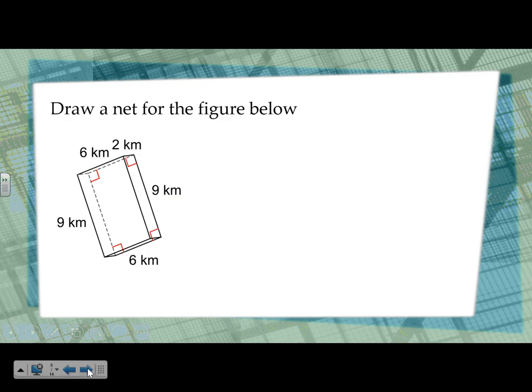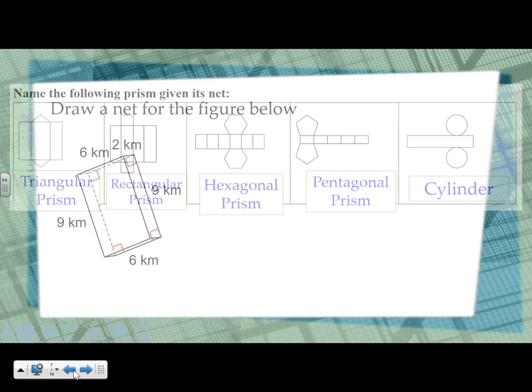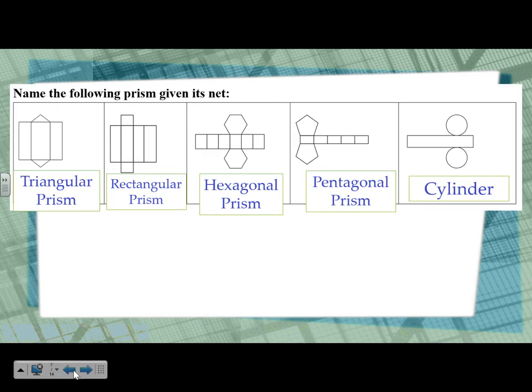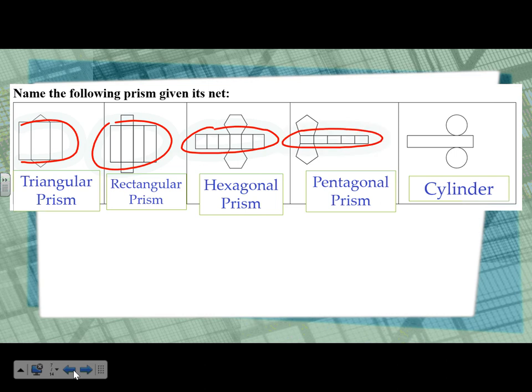So draw a net for the figure below. The way I think it's easiest to do it is to pick out what your bases are. And then just like they do for every single one of these, all your rectangles, all your sides, they just put in a row. And then they put your bases on top and bottom.